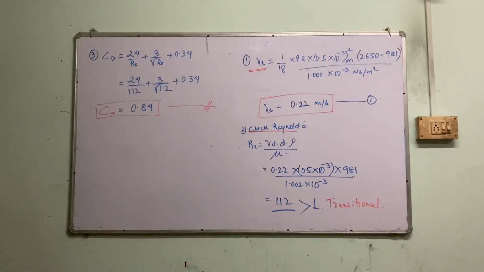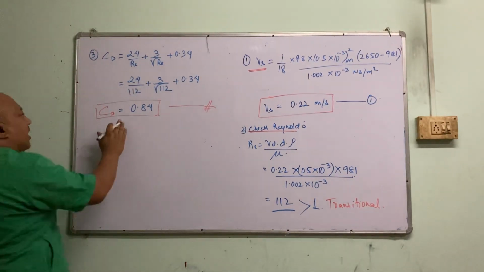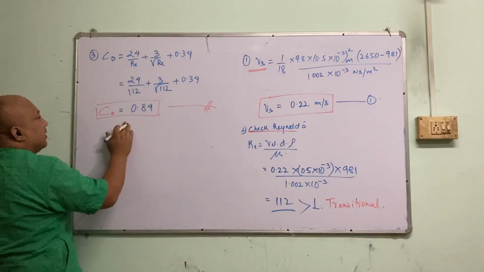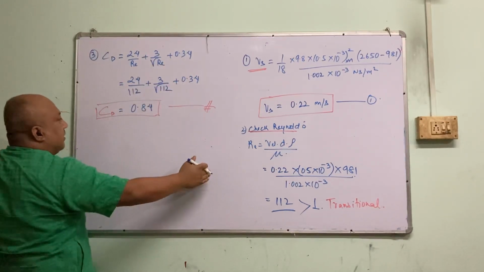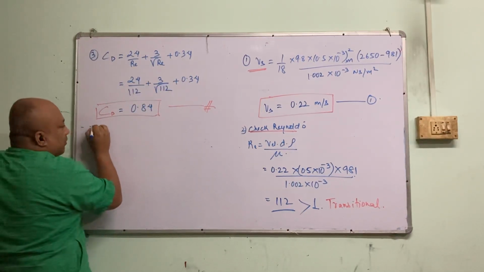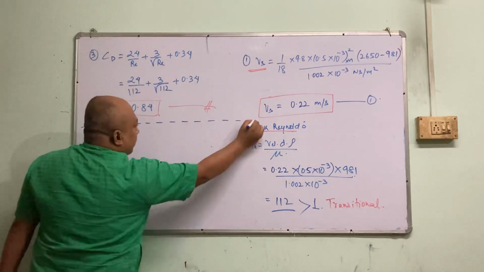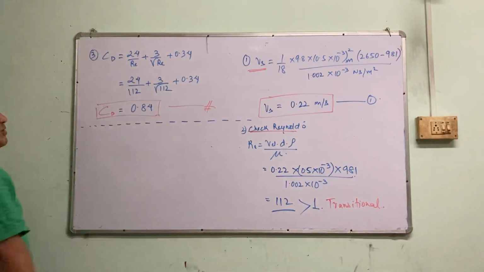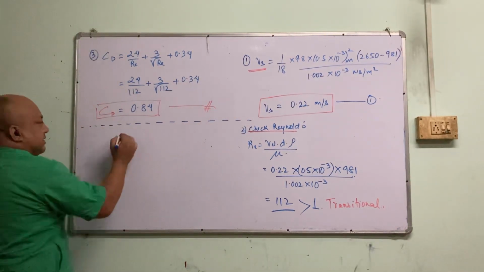So CD, you are having this. Why are we finding CD? This is completely one cycle. Now I'll wipe here. This is completely one cycle is all. Now, second cycle.